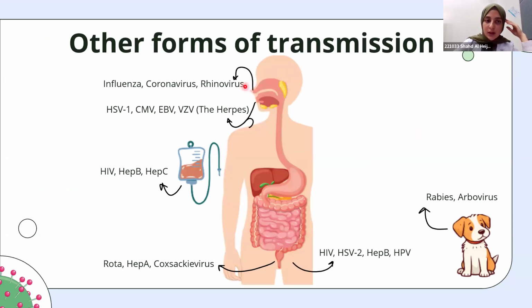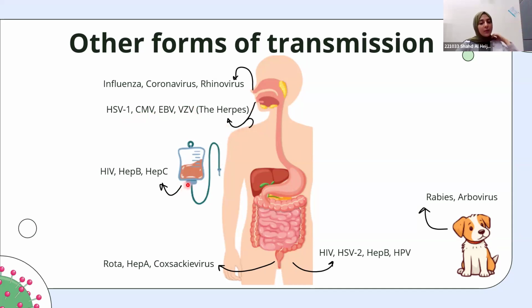Now you have some viruses. For example, here you have influenza, coronavirus, and rhinovirus. They affect the respiratory system. So they will go through the nasal epithelium and cause the infection. You have other infections that are through direct transmission, either through skin lesions or through saliva. So you have the herpes, which is HSV1. As we said, it can be transmitted through kissing, unlike HSV2, which is through intercourse. So here you have HSV1, CMV, EBV, varicella. Those can cause infection through skin lesions or saliva.